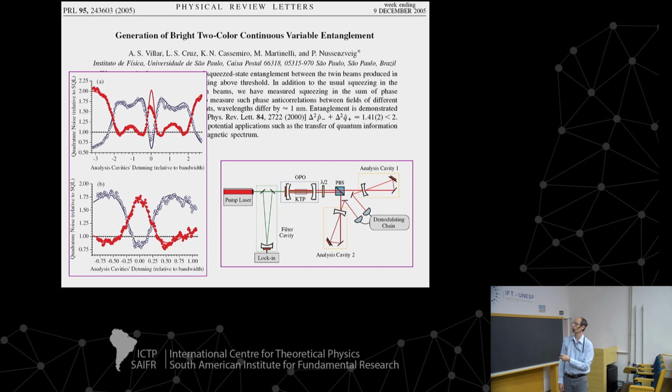And when you go, as you scan, close to the sideband here, the difference gives excess noise, and the sum now gives you squeezing. So you can see that you have squeezing in the sum of the phases, squeezing in the difference of the amplitudes, so you're violating the Duan inequality here. So you have entanglement.